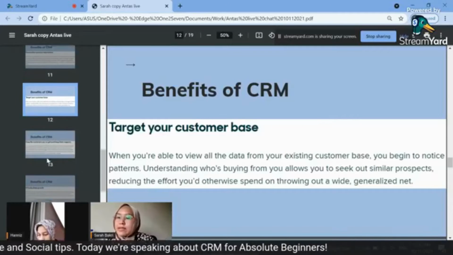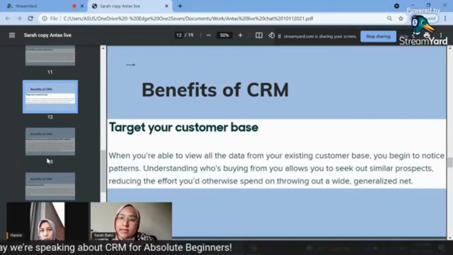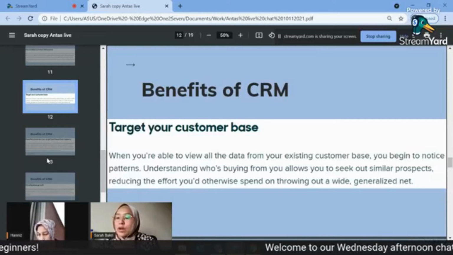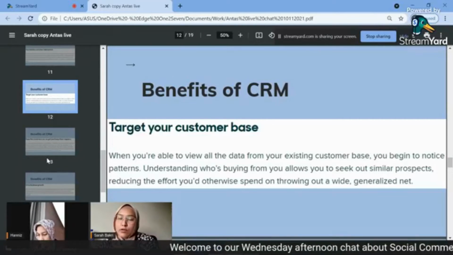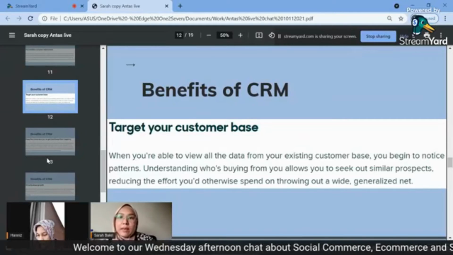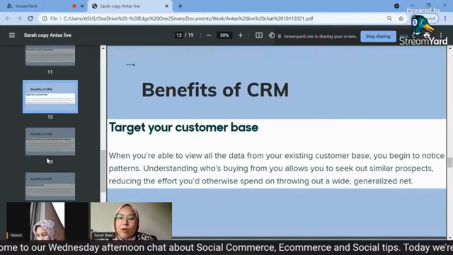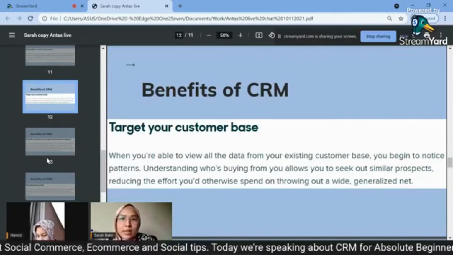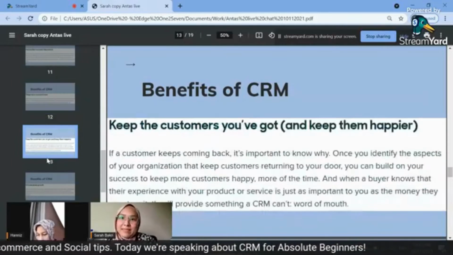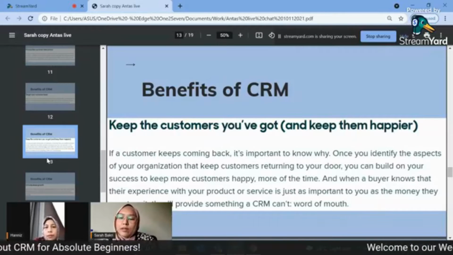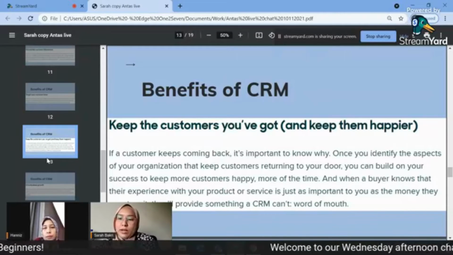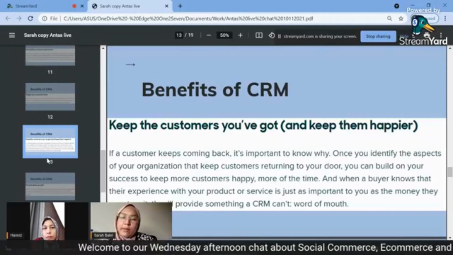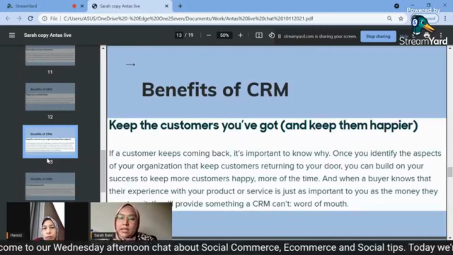Target your customer base. Again, because you have your data and your analytics, you can look at your current customers' behavior and see the patterns. You could see their patterns on where or when they spend, so you know where they are and what they are doing, and you could target them better. Now, a lot of businesses talk about attracting new customers, but if you have been in business for some time, that means you have been making sales. That means you already have existing customers.